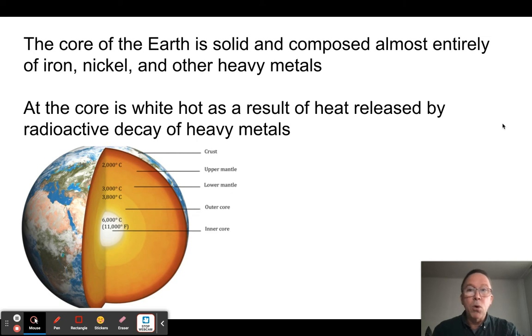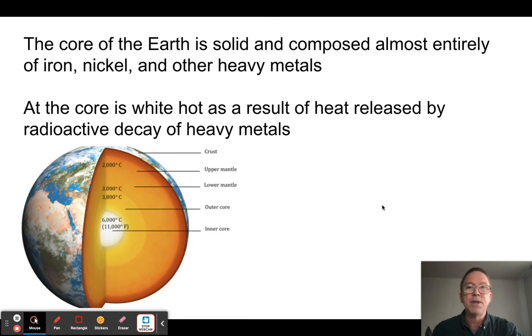Okay, so the core of the Earth basically consists of mostly iron and nickel, kind of like meteorites. It also contains some heavy metals like uranium and things like that. And because of this, these heavy elements are undergoing radioactive decay, and that causes the interior to be very hot. I mean, if you could see the core of the Earth, it would be whiter or brighter than the surface of the sun because it's so hot.